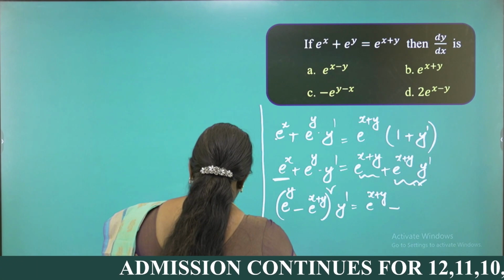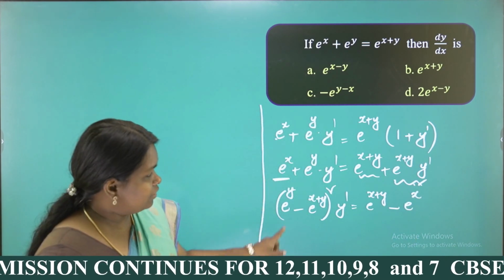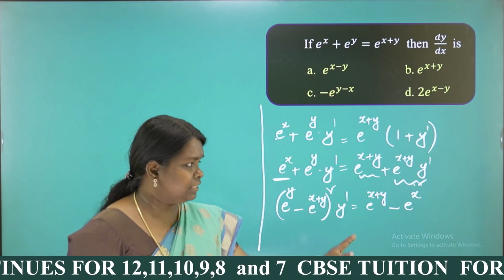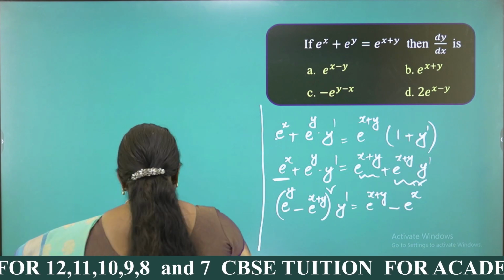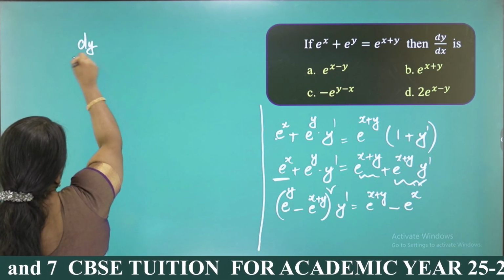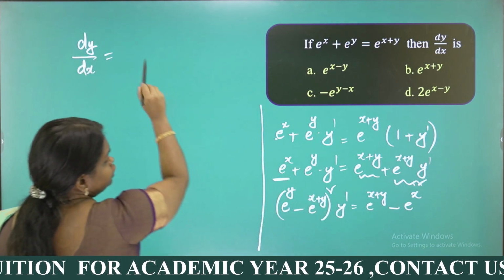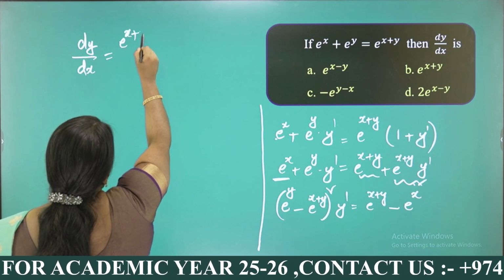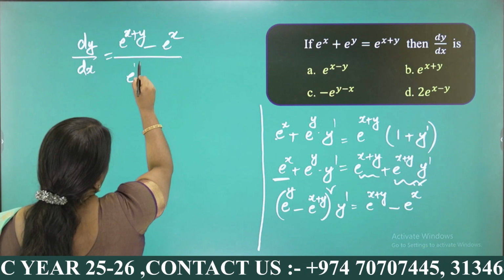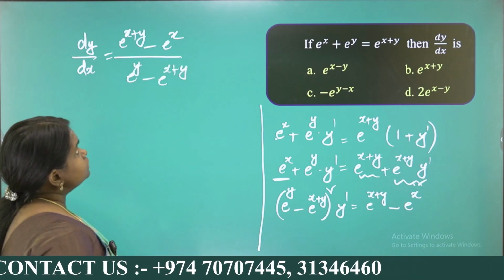e^x. Okay. I got it like this: e^y minus e^(x+y) into y dash is equal to e^(x+y) minus e^x. I can find dy by dx. What is my dy by dx? dy by dx equals (e^(x+y) minus e^x) divided by (e^y minus e^(x+y)). Yes, this is my answer.